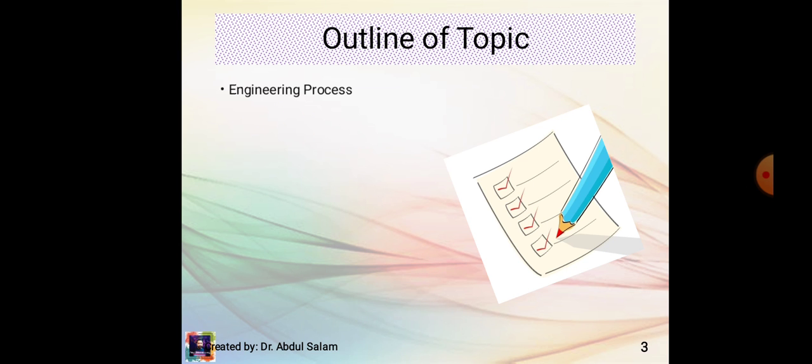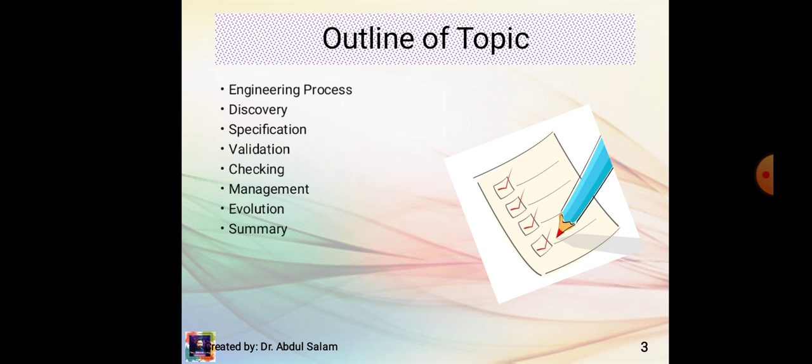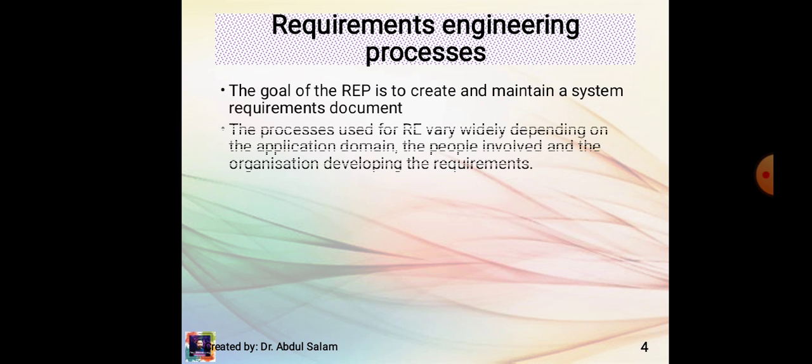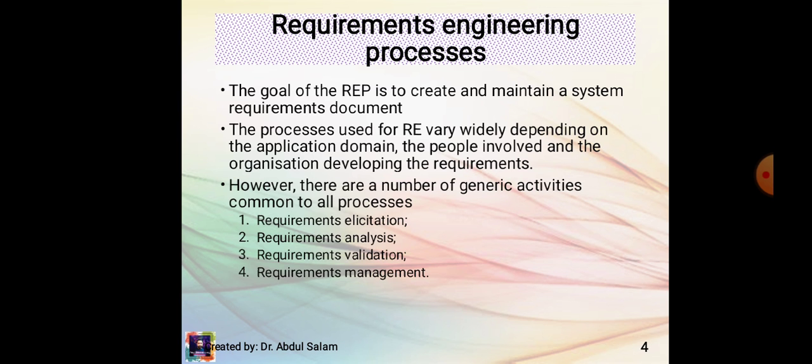The outline of the topic includes engineering process, discovery, specification, validation, checking, management, evolution, requirement engineering processes. The goal of the REP is to create and maintain a system requirements document. The processes used for RE vary widely depending on the application domain, the people involved, and the organization developing the requirements. However, there are a number of generic activities common to all processes: requirement elicitation, requirement analysis, requirement validation, requirements management.